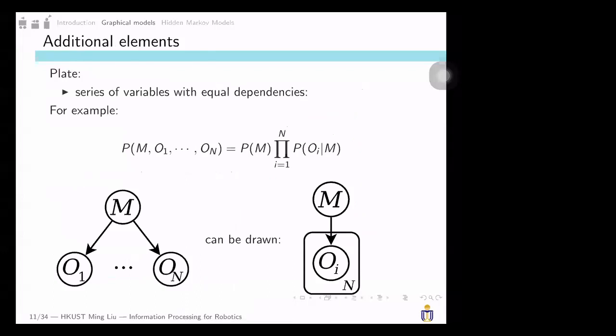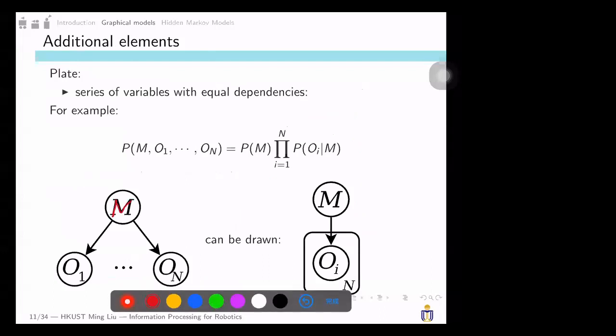There are additional elements for the graph. Like previously we said you have a door, whether the door is open or closed, that's the state of the door, and those are the sensors. It can be drawn as a plate representation. Okay, the O will be repeated n times. Plate representation.